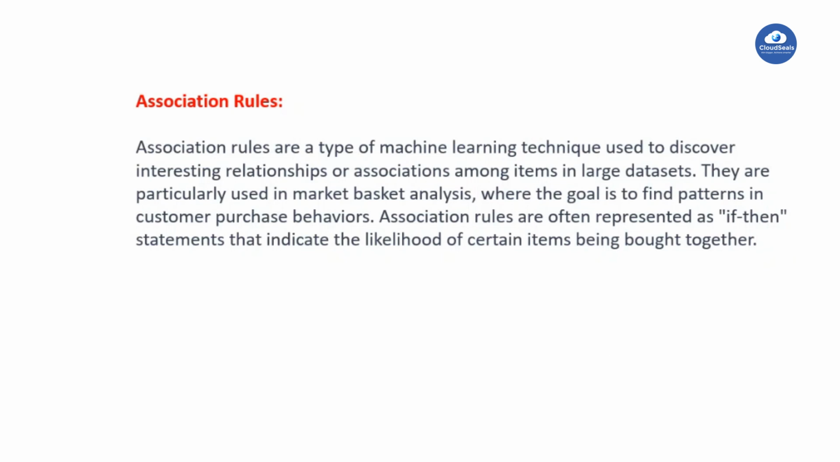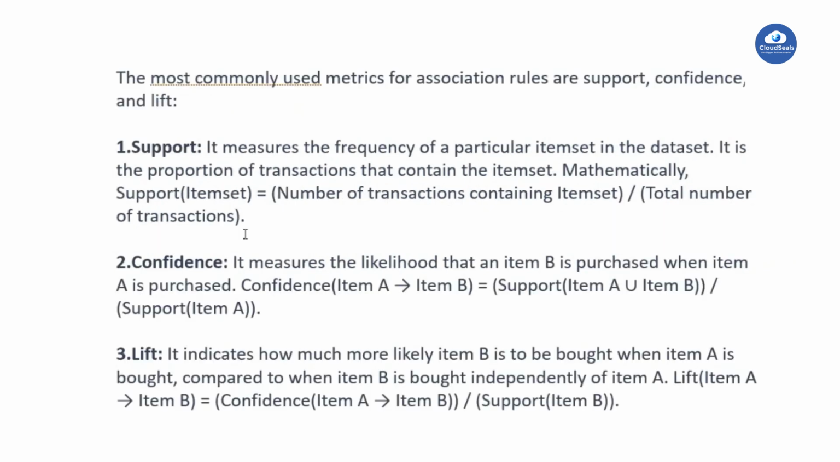So let's see how we create that type of association rules. What are the metrics we use to create them? They are support, confidence, and lift. These are the three metrics most commonly used for association rules.